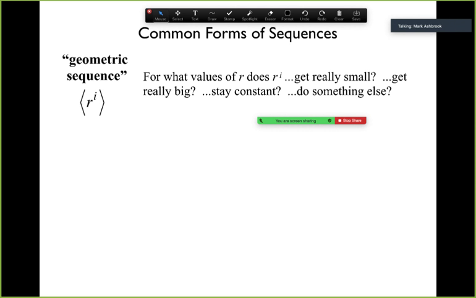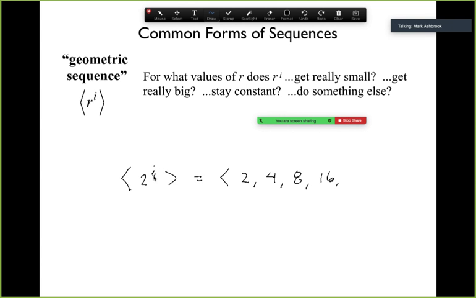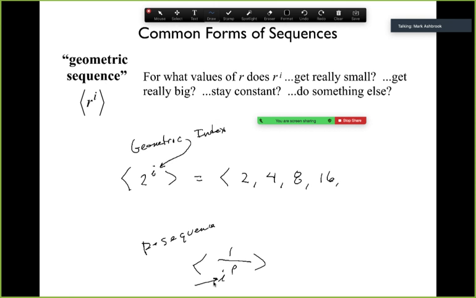So for instance, 2 to the I. That's a geometric sequence. 2, 4, 8, 16. Powers of 2, right? It's a sequence of powers of 2. So your index is now the exponent. That's geometric: the index is the exponent. For a p sequence, 1 over I to the p, your index is your base in the denominator.